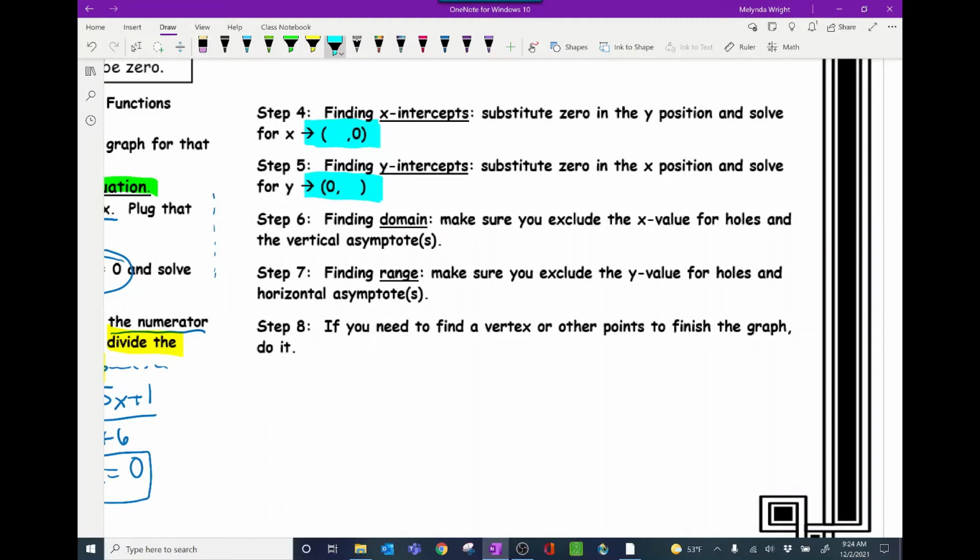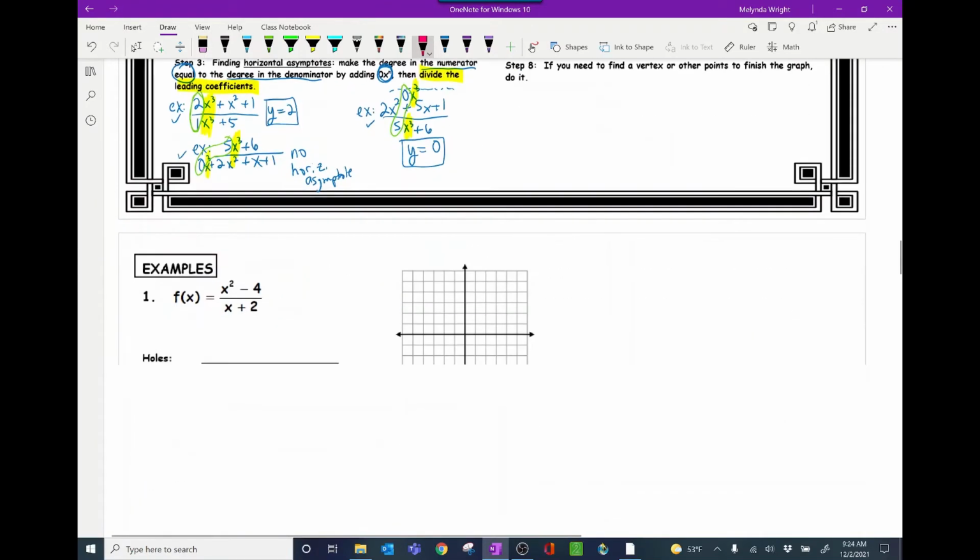Domain and range, we've been doing for quite some time. The little nuances here are that we need to be sure that we exclude any x values for holes and vertical asymptotes, and exclude any y values for holes and horizontal asymptotes. So those are just some notes we need to pay attention to. And then since we're going to be using a calculator, we won't really need to do step 8 to finish the graph. We're just going to use the calculator to graph for us.